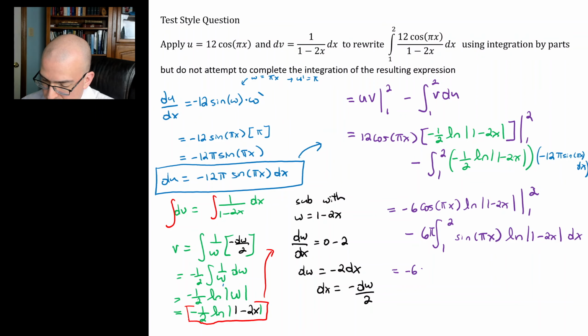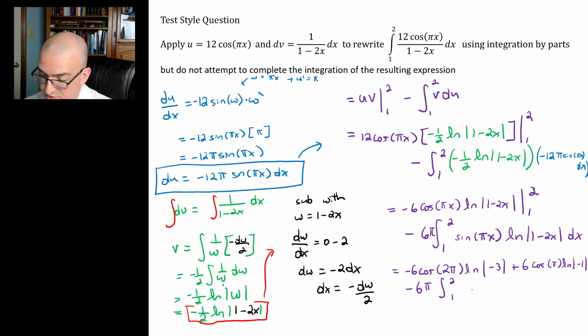Plug in the top bound. So negative 6 times the cos of 2π times the ln of absolute value of 1 minus 4, so absolute value of negative 3. Plug in the bottom bound, negative, plus 6 times the cos of π times the ln of negative 1, absolute value, minus 6π. I'm just going to rewrite that second line. No change happens there, we're not supposed to integrate it.